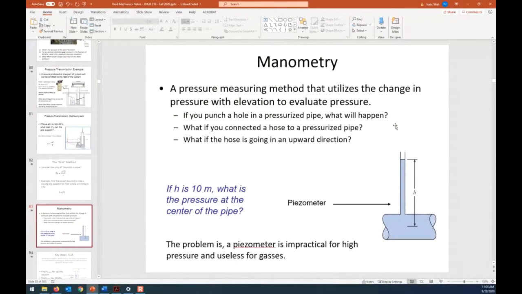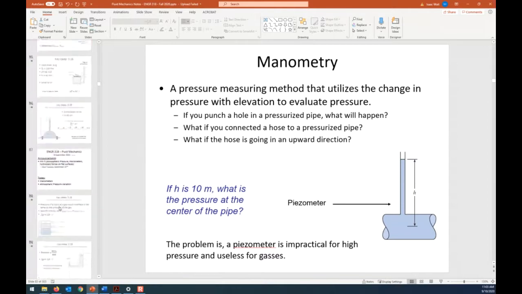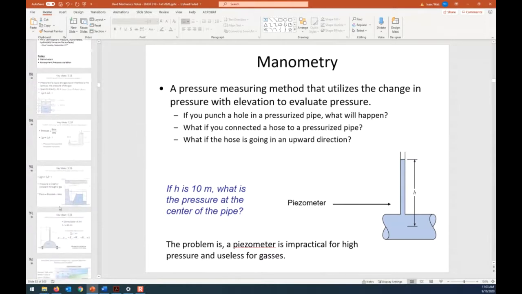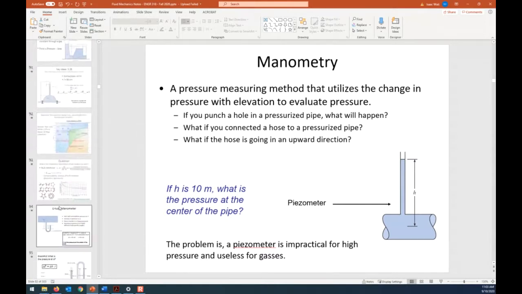But I guess maybe practical is being too generous, because it couldn't be used practically since the deflection, the h, is going to be so high for liquids. For the typical water pressure that we would see in a municipal network, we may have pressures that would result in a piezometer deflection of more than 80 meters. So, U-tubes are a better way of measuring pressure.